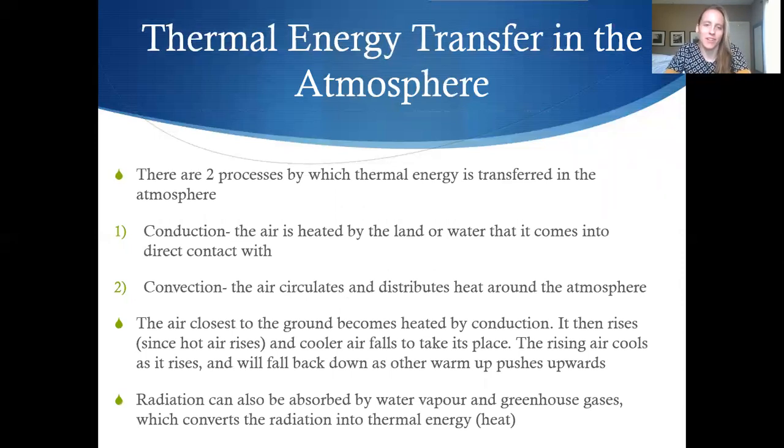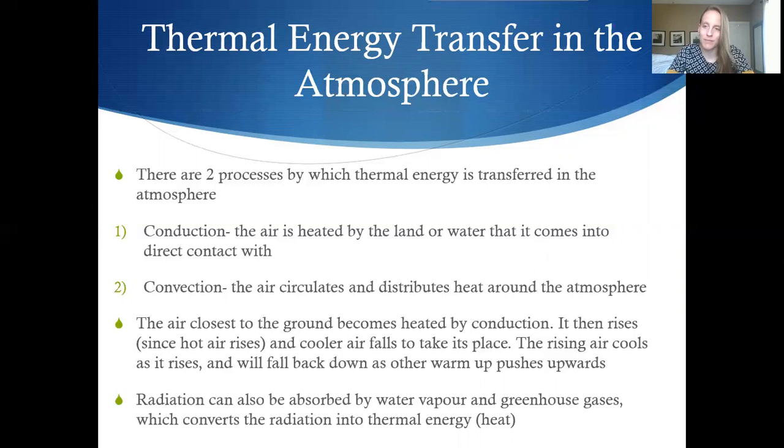Thermal energy transfer in the atmosphere. So there's two main processes that thermal energy is transferred or moved in the atmosphere. One is conduction and the other is convection. Conduction is when air is heated by the land or water that it comes into contact with. So essentially what happens is solar radiation heats up, say, the land, and then the land will heat up the air above it. And then you have convection, which is when air circulates around the atmosphere, distributing that heat.